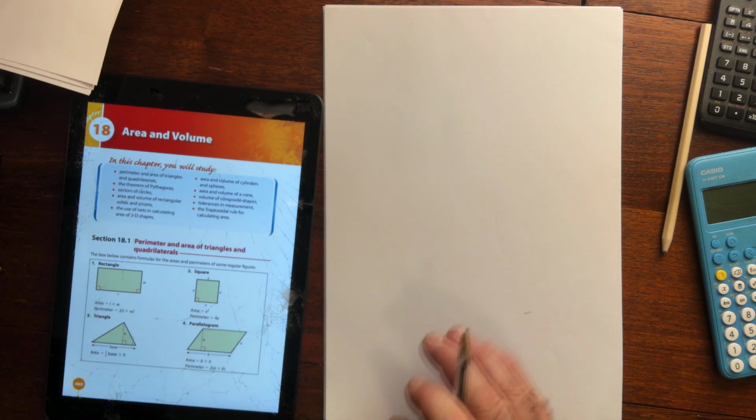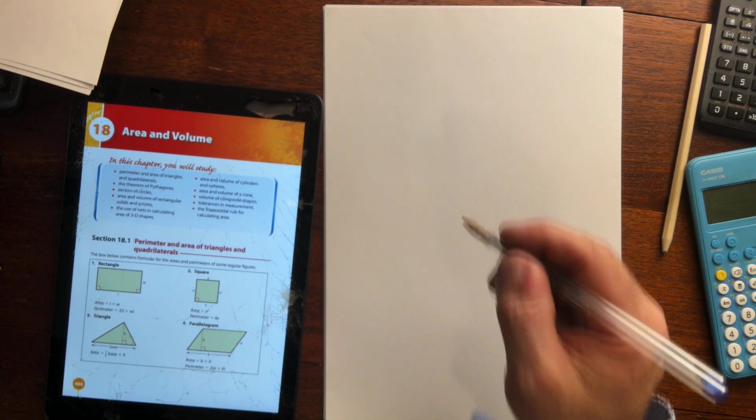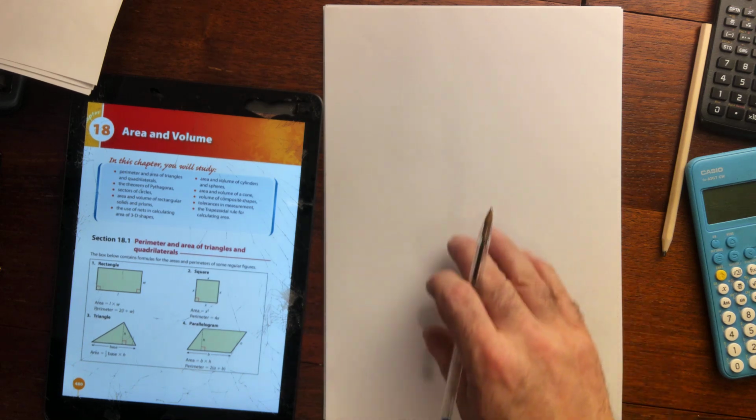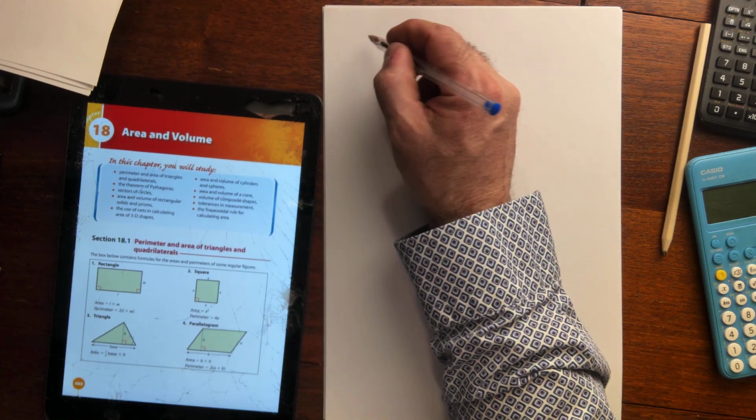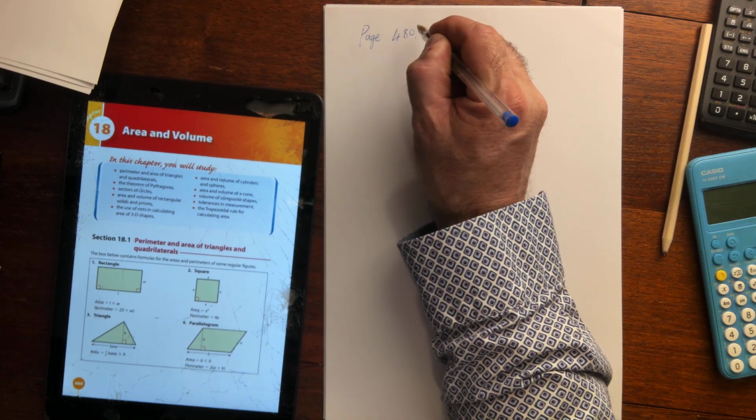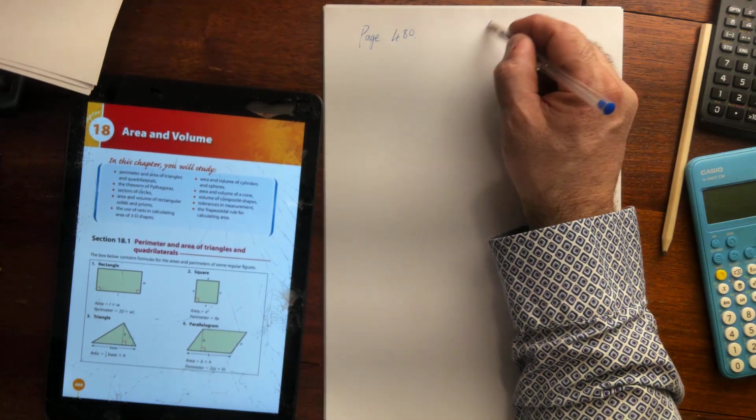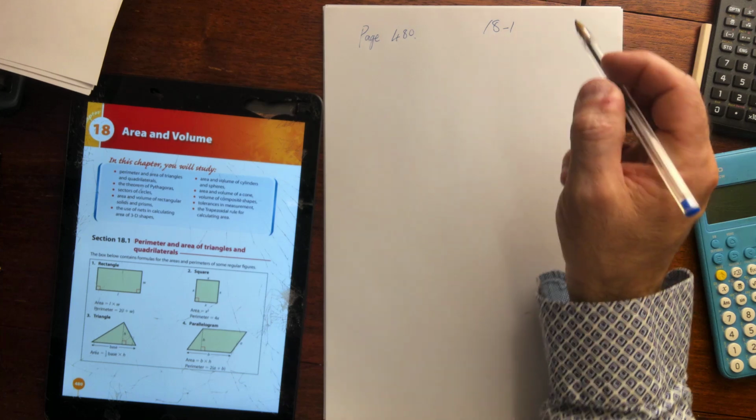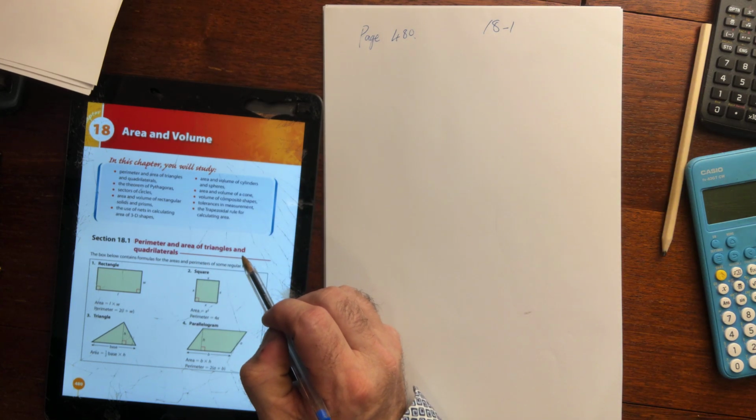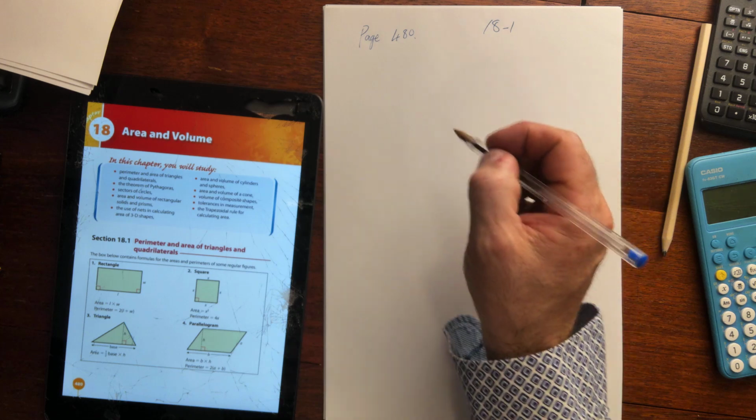Okay, welcome back. We're moving on to chapter 18, which is the area and volume section of your course, and it's on page 480, and this will be on section 18.1, which is perimeter and area of triangles and quadrilaterals. So we're taking that down.